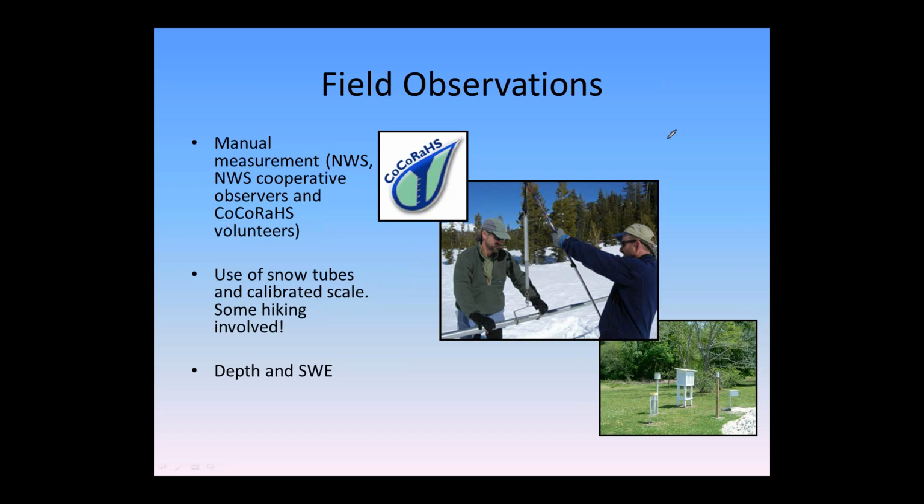There's a use of snow tubes and calibrated scales. There's some hiking involved when you do these manual measurements, shown by the two fellows here. We all tend to pitch in and go out and take our hikes in the woods. We have some designated spots across the North Country. We take snow cores in these hollow tubes and weigh them on a calibrated scale to get a snow water equivalent. We get a snow depth, go back and enter the data, and it helps the modeling efforts. Usually snow depth and snow water equivalent are the main things we would be measuring.